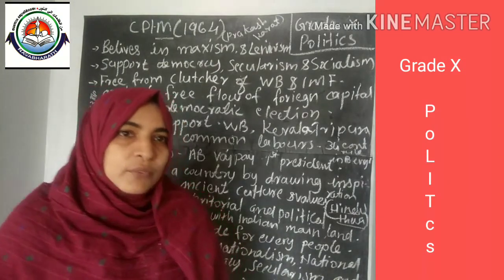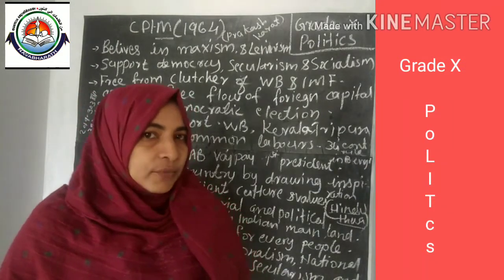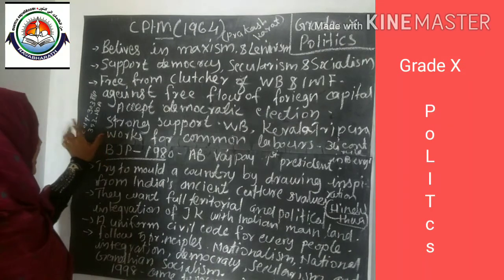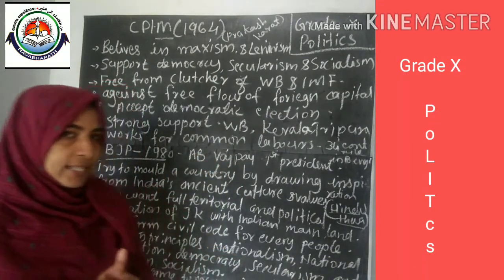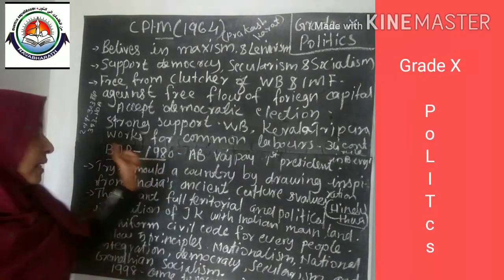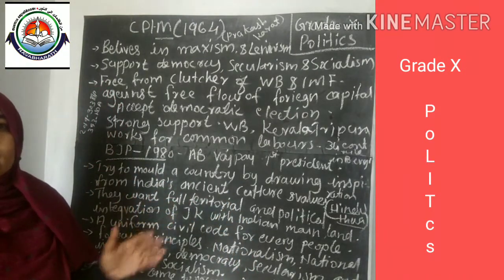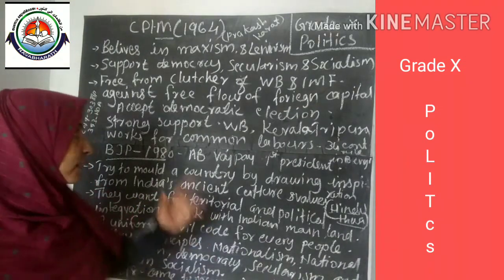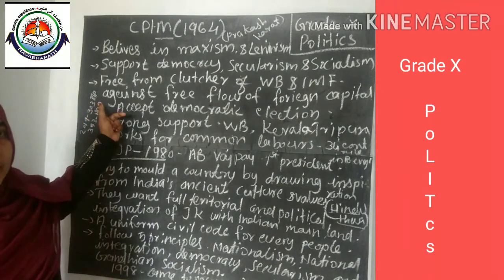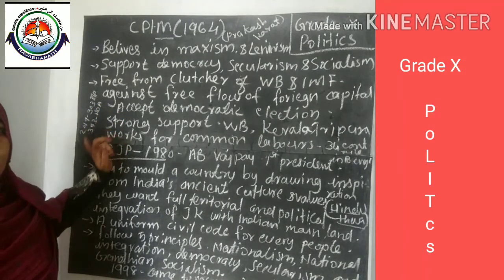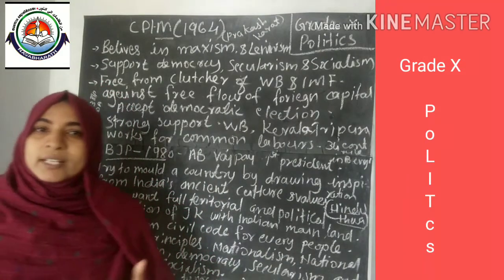In 2014, they got 364 seats. Now they are ruling with an alliance, the NDA, National Democratic Alliance. In the 2019 election, BJP alone got 303 seats and the NDA altogether got 353 seats in the Lok Sabha election. Is it clear to you? Can we move to the next party?